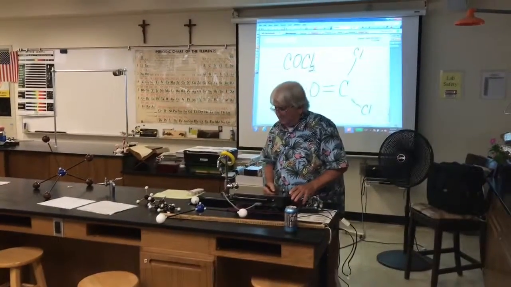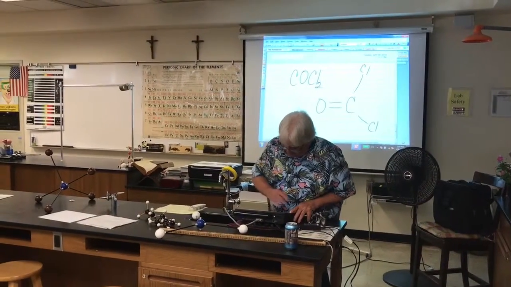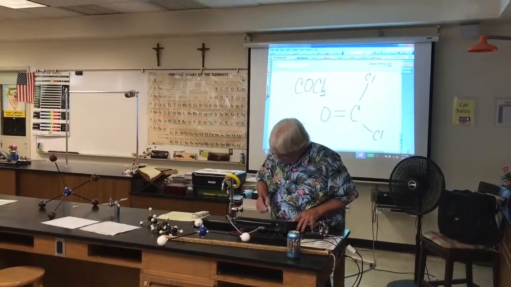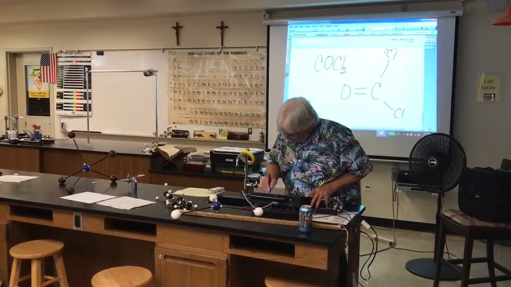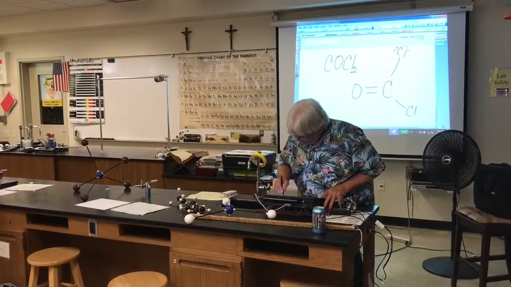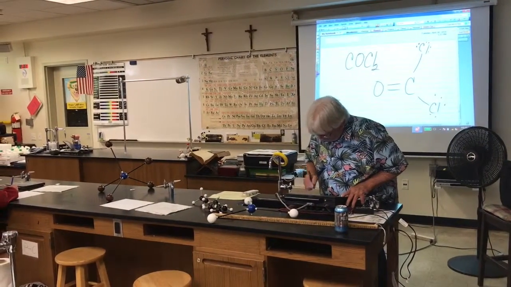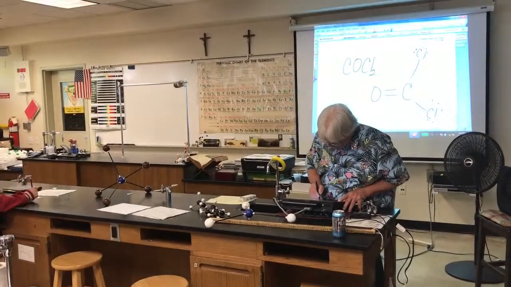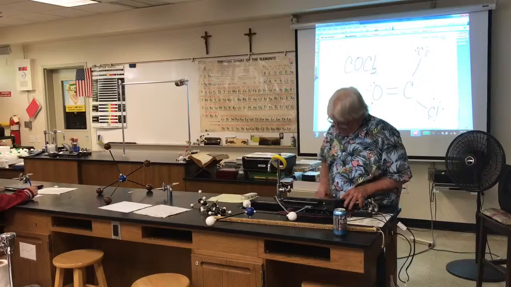I forgot to complete the octet on all non-hydrogen atoms. So how many dots go around the chlorines? 6. All right, 1, 2, 3, 4, 5, 6. Around the oxygen? 4, okay. It already has 4 because it's sharing electrons.